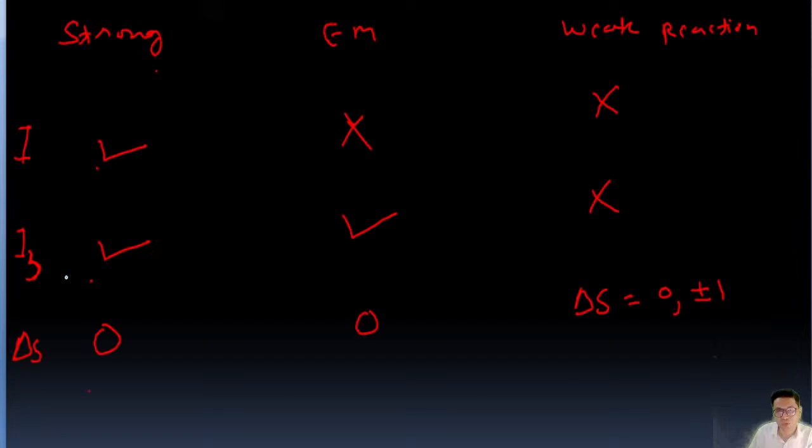So here you can say, for a strong reaction, both I and I3 are conserved, and delta S value is 0. Similarly, if the process is electromagnetic, I is not conserved, I3 will be conserved, and delta S value will be 0. And for weak reaction, I and I3 are not conserved, and delta S value is going to be 0 or plus minus 1. So here Q is conserved.